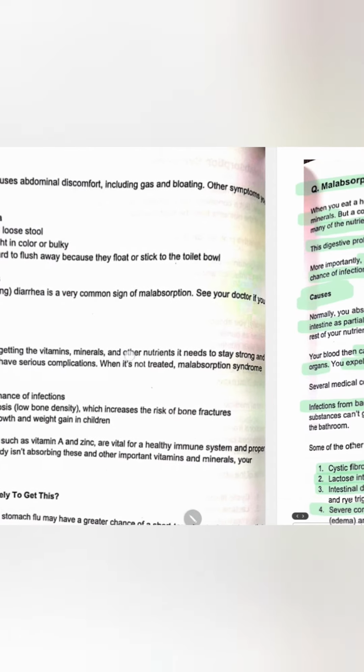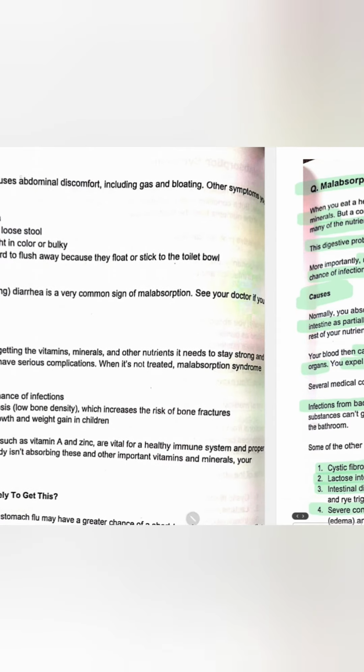And what are the symptoms? Malabsorption usually causes abdominal discomfort including gas and bloating, and other symptoms include frequent diarrhea, bad-smelling loose stool, stools that are light in color and bulky, and stool that is hard to flush away because it floats or sticks to the toilet bowl, or weight loss and scaly skin rashes. Chronic diarrhea is very common as a sign of malabsorption.